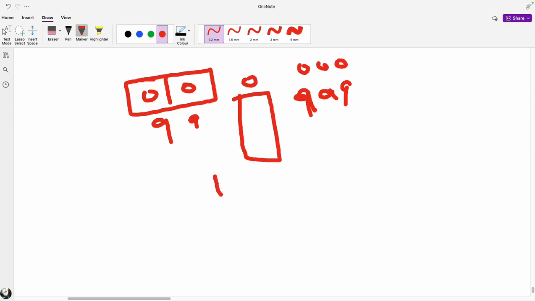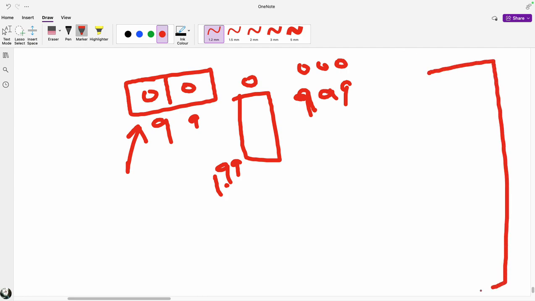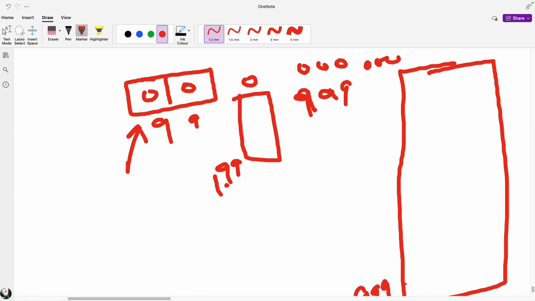From 0 to 99, that is 100 locations, including 0. Okay? Is it understandable or not? But if I have 3 digits, suppose my registers are only 2 digits, but my memory stores from 000 up to 999.